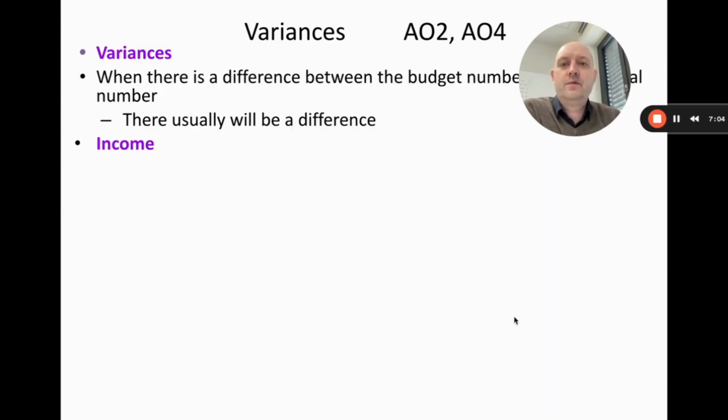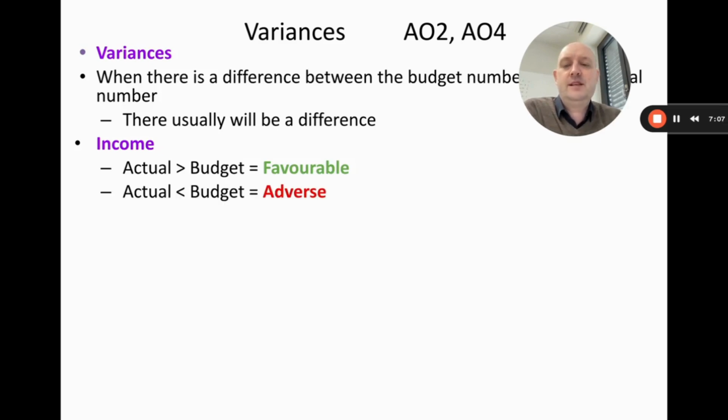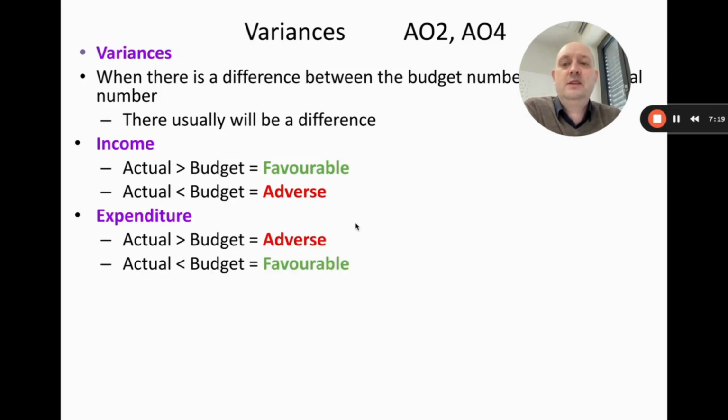So just to summarize that, for the variances, for the income, if the actual is bigger than the budgeted, it's favorable because the higher the income, the better. If the actual is less than the budget, then it's adverse. And the expenditure is the other way around because it's a cost. So if we actually spend more than we budgeted, it's adverse. If we spend less than we budgeted, then it's favorable.